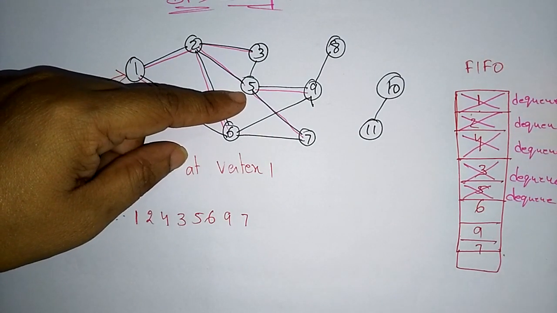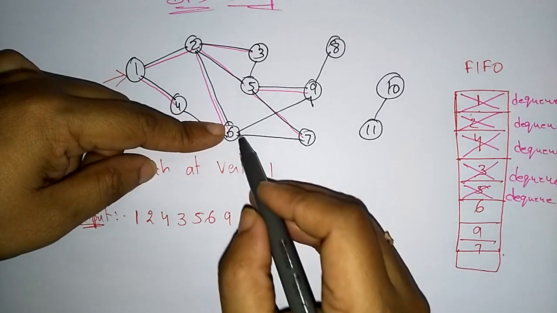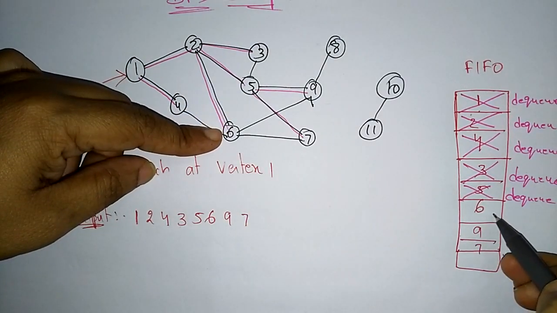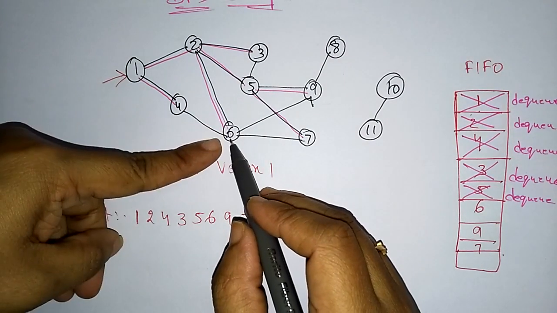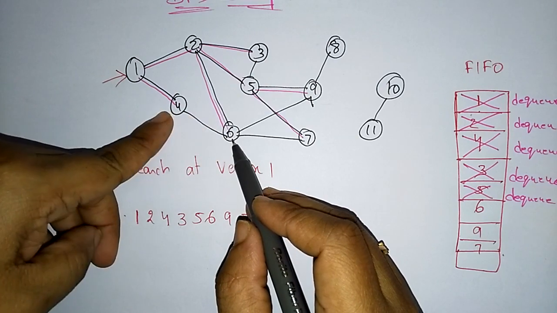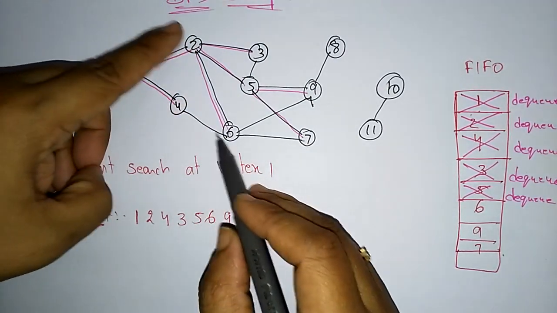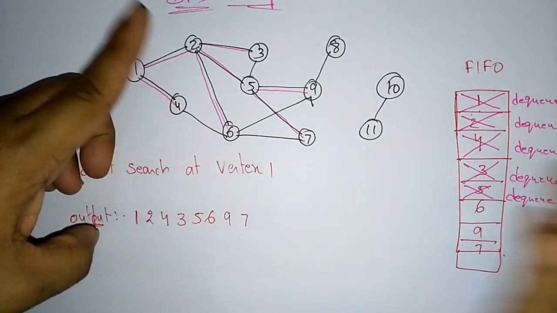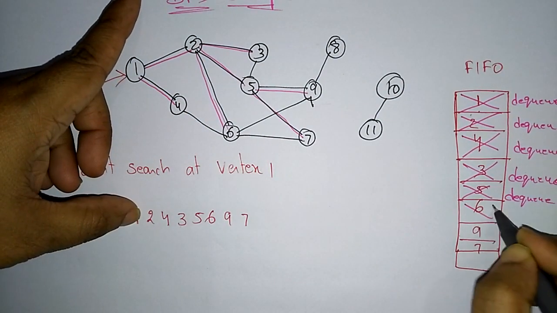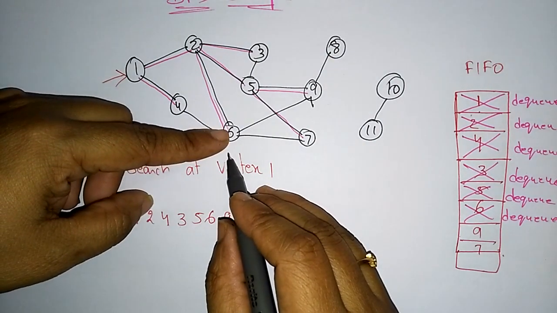Dequeue. Now coming to 6. The next value in the queue is 6. The adjacent vertices for 6 are 4, 2, 9, 7. But 4, 2, 9, 7 are already visited. Just remove the value from the queue, because there are no more vertices to be visited by 6.